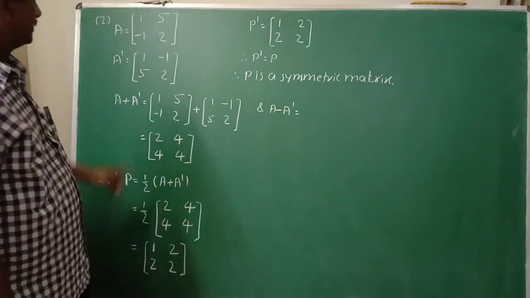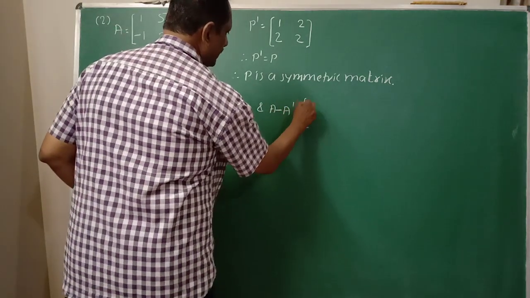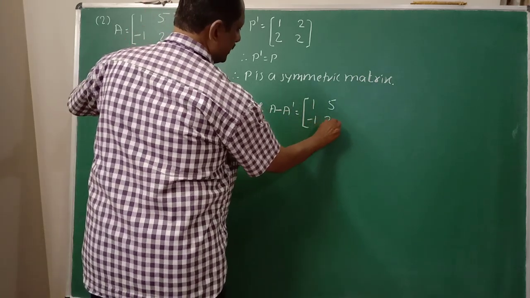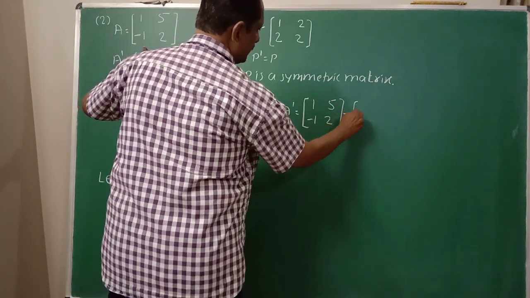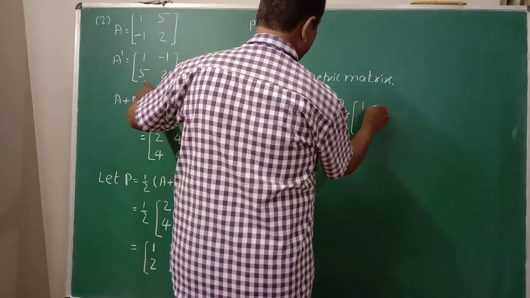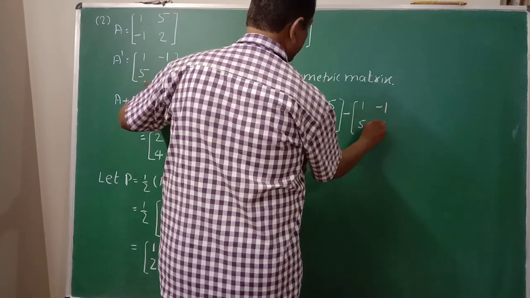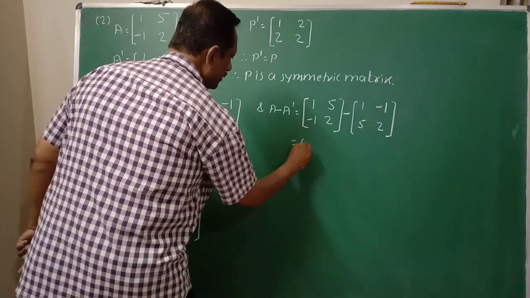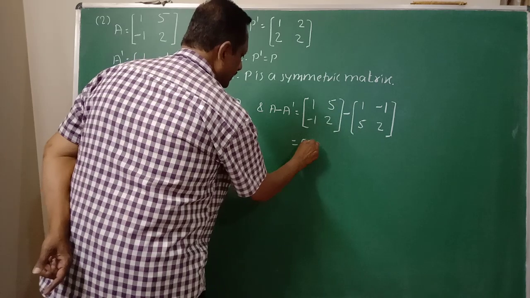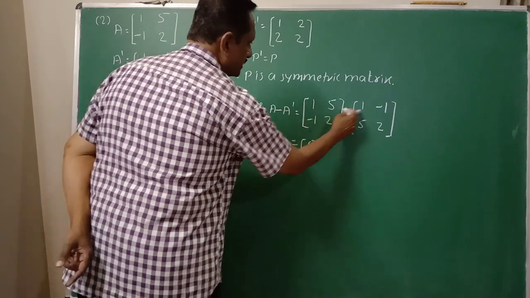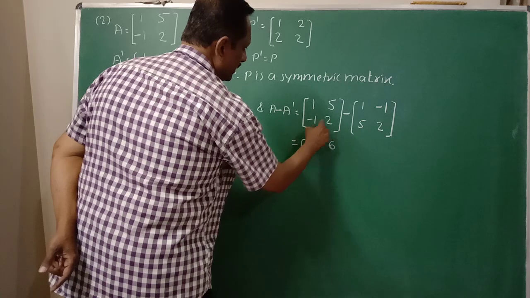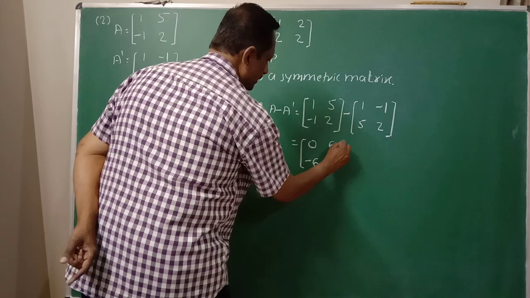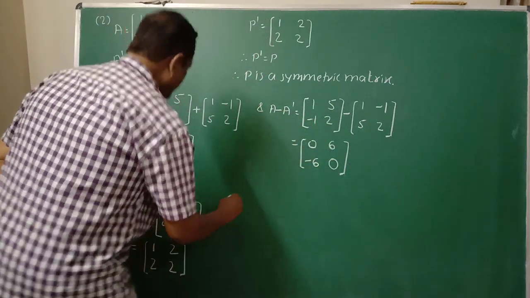Okay. Next take A minus A dash. So the given matrix A, 1, 5, minus 1, 2, minus A dash, which is this matrix 1, minus 1, 5, 2. Therefore this is equal to 1 minus 1 is 0, 5 plus 1 is 6, minus 1 minus 5 is minus 6, 2 minus 2 becomes 0.